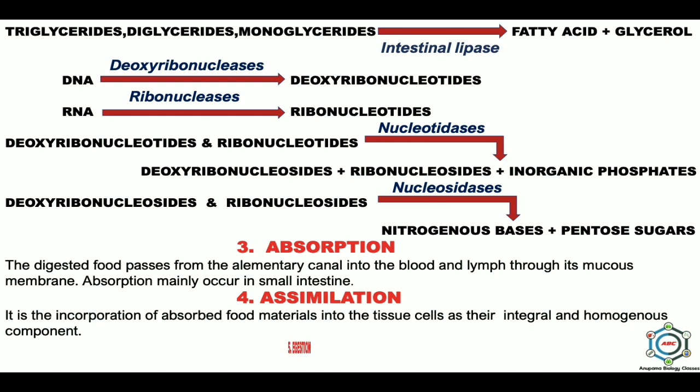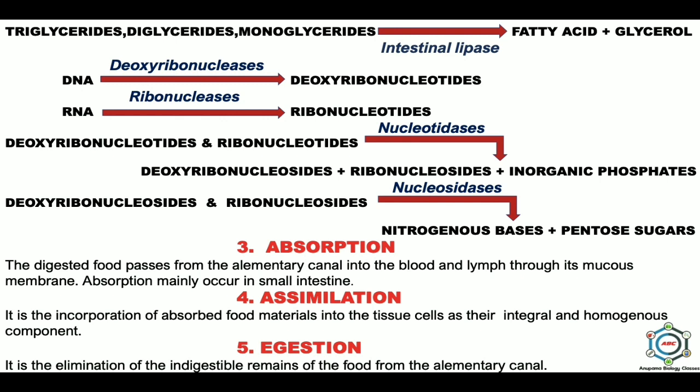After that, the assimilation of food, that is incorporation of absorbed food material into the tissue cells as their integral and homogeneous component, and then the egestion, which is the elimination of indigestible remains of food from the alimentary canal. So, this is the lecture. In this lecture, we learned about the digestive system of human beings.